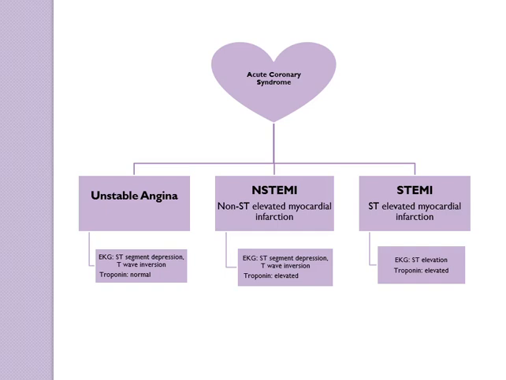So with unstable angina, I have signs of ischemia, not enough oxygen to the heart, on my EKG: ST segment depression and/or flipped or inverted T waves. I tend to say flipped T waves. But their troponin, that lab work that's cardiac specific, is normal because we haven't killed heart cells yet. That's unstable angina. That is under acute coronary syndrome.